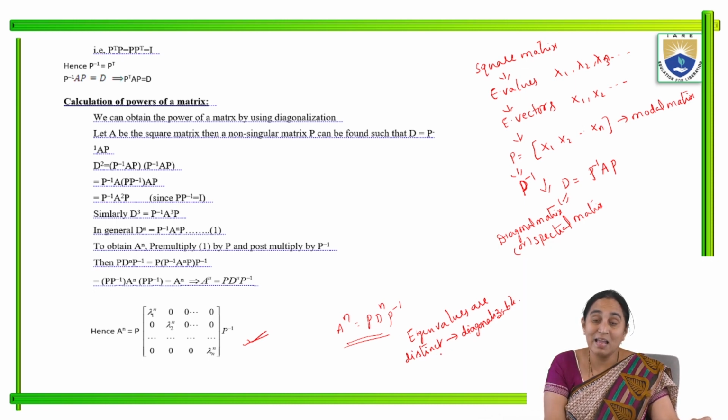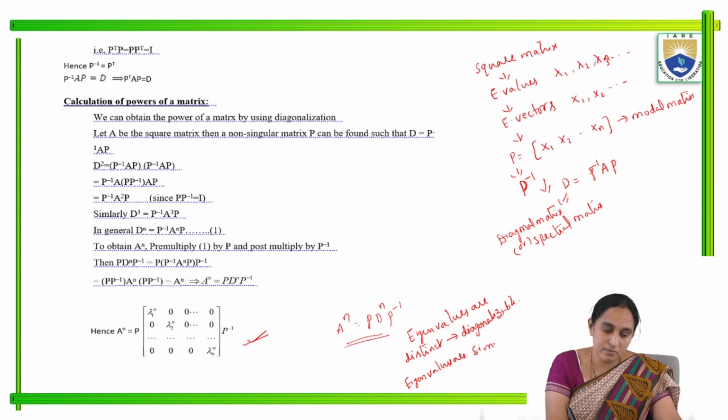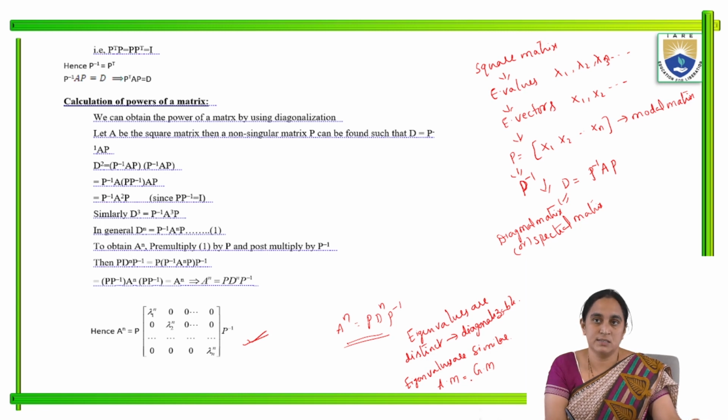Here, if the eigenvalues are repeated, in that case the given matrix may or may not be diagonalizable. For that case, we have to verify the algebraic multiplicity and the geometric multiplicity. If the two are equal, definitely the given matrix is diagonalizable. If the two are not equal, then the given matrix is not diagonalizable.